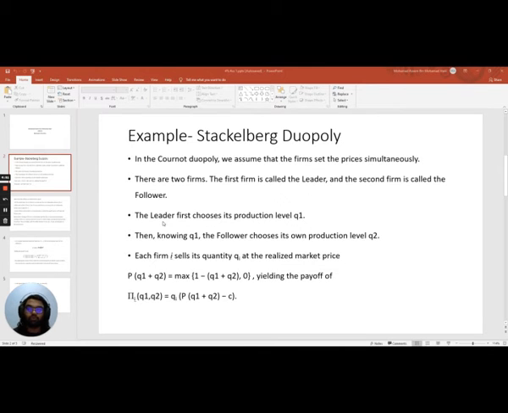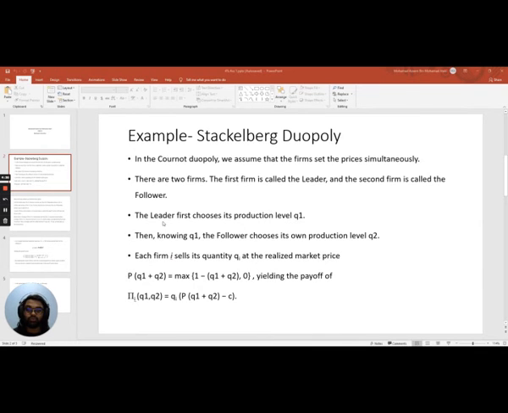So in the Stackelberg duopoly, we assume that the firms set the quantities sequentially. There are two firms. The first firm is called the leader and the second firm is called the follower. The leader first chooses its production level Q1. Then, knowing Q1, the follower chooses its production level Q2.